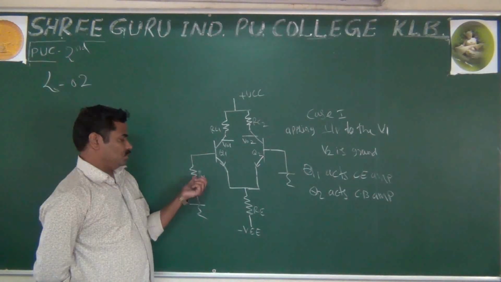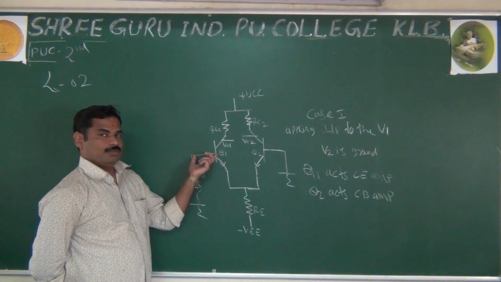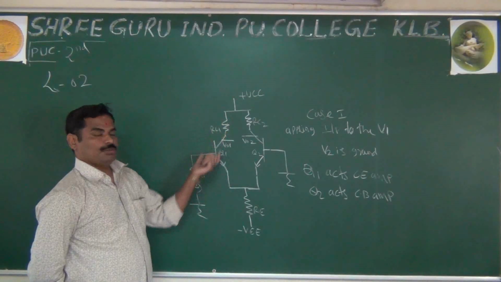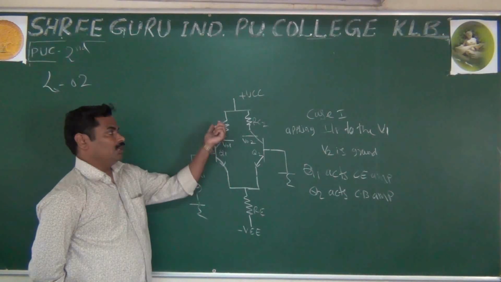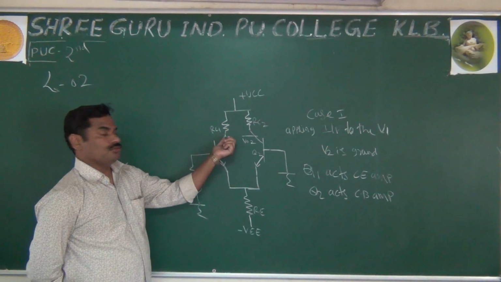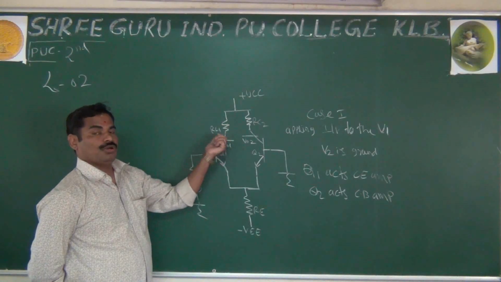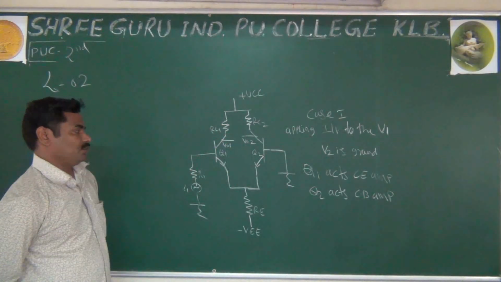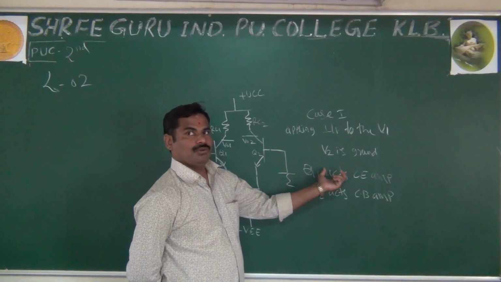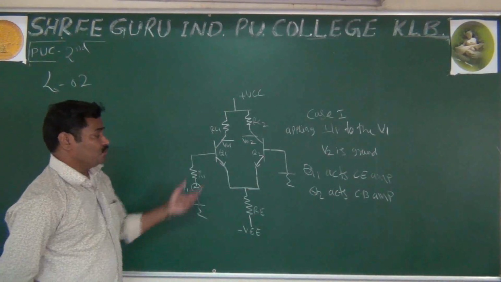Because you are applying input to the base of Q1, that's why it is called a common emitter amplifier. And because of the common emitter amplifier property, you get the input and output out of phase. It means in collector 1 you will get the output, and input and output are 180 degrees out of phase. It means you can say Q1 acts as a CE amplifier, and in a CE amplifier the input and output are 180 degrees out of phase. And this is about Q1.